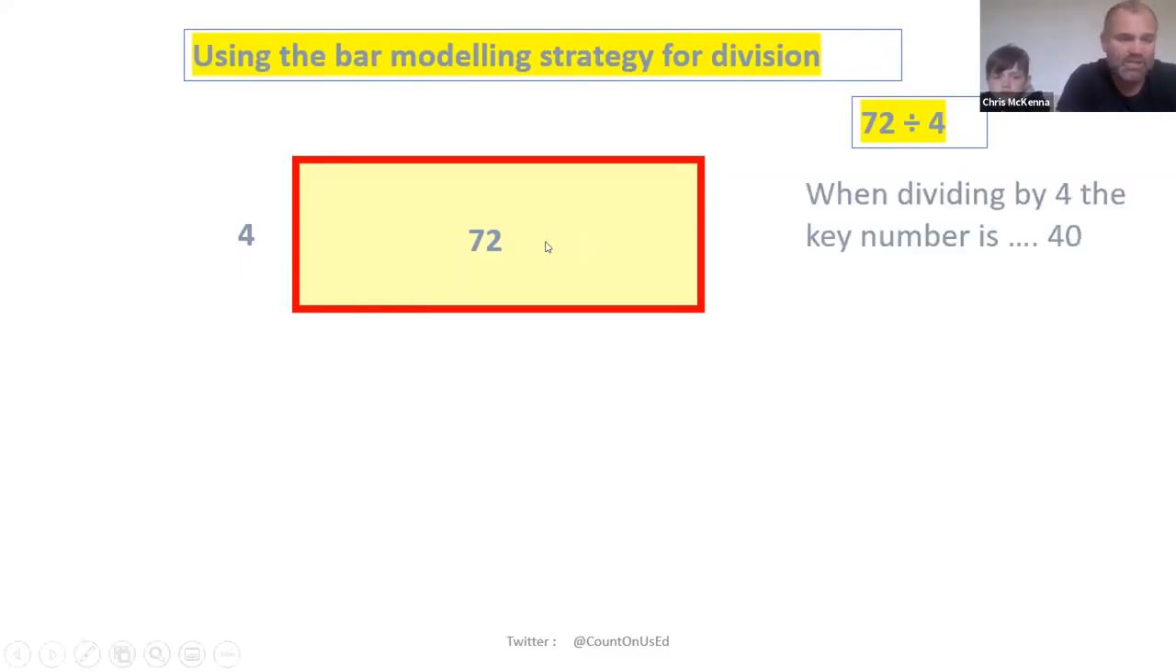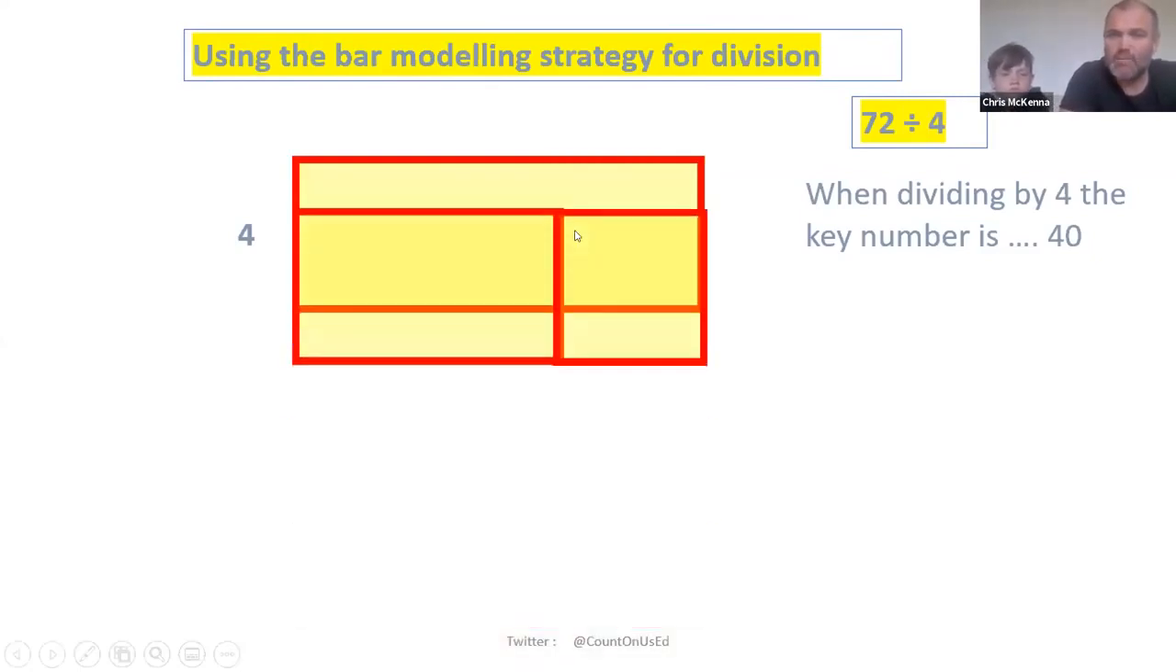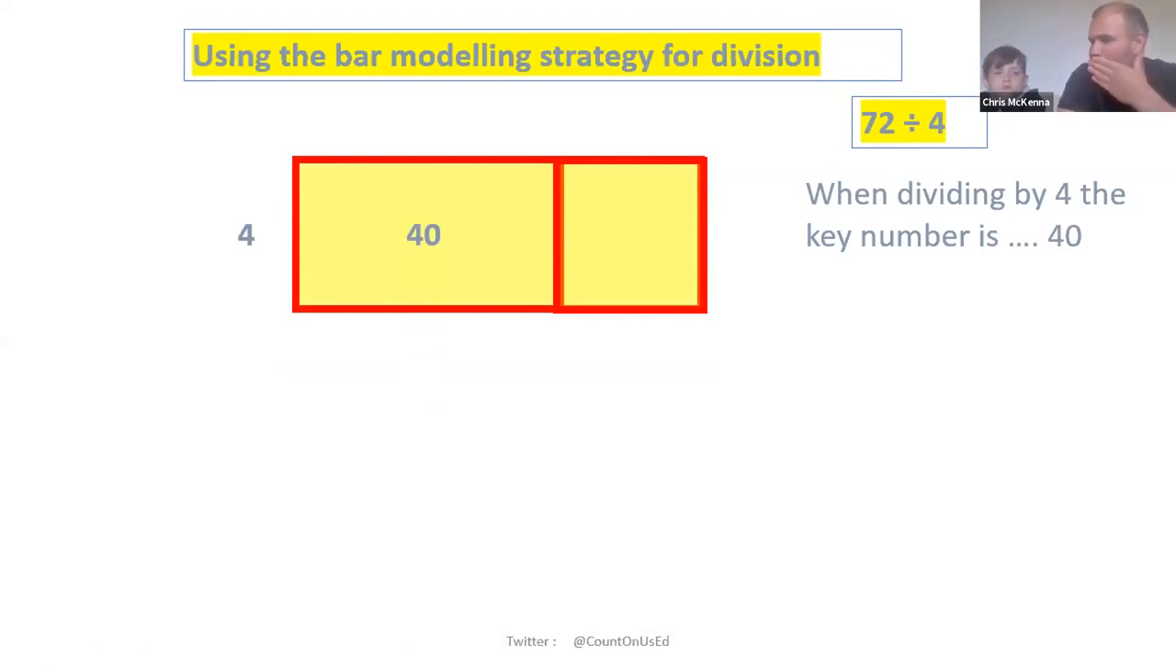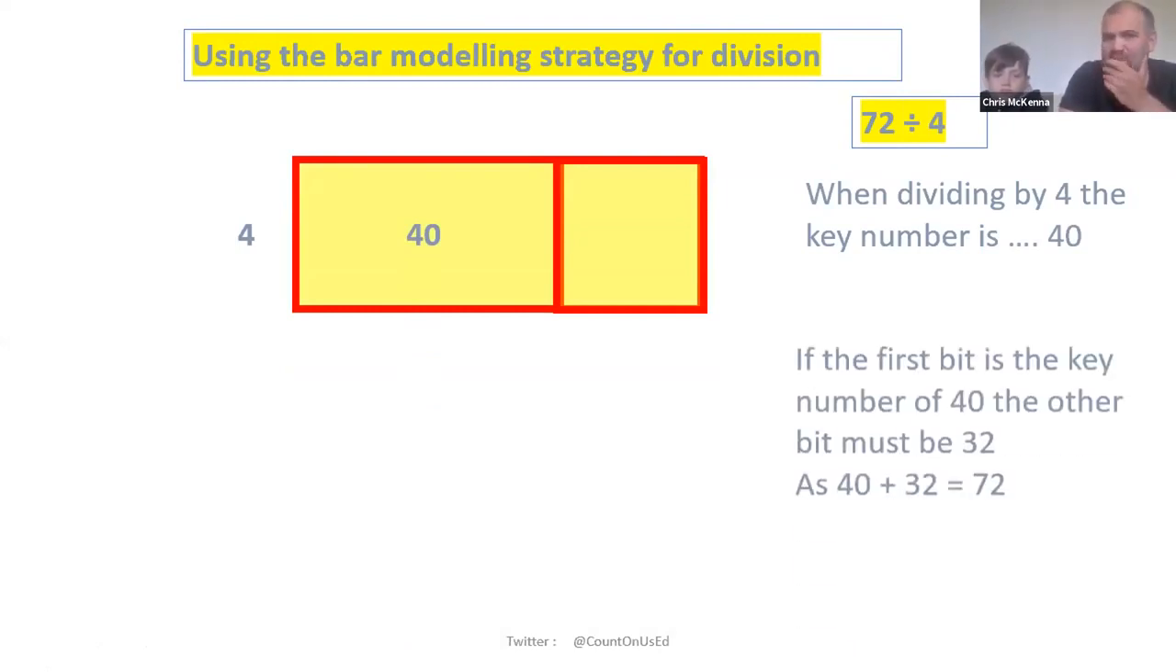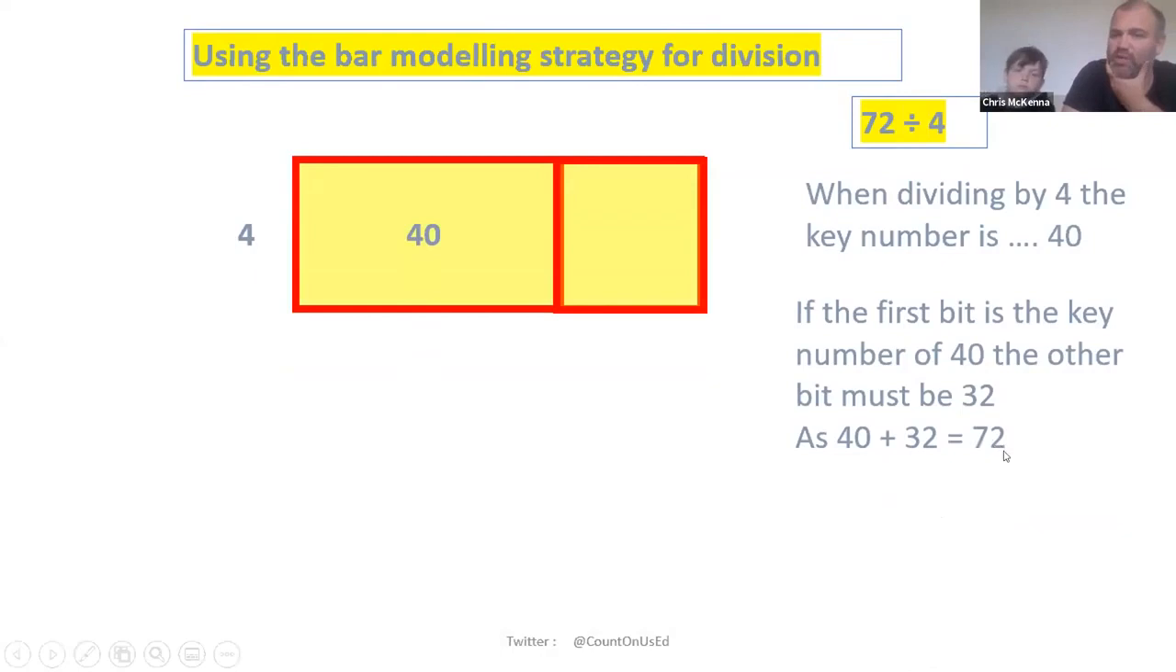So that means I'm going to split this bar up into 40. And what must the other bit be? Remember, it was 72 to start with, but I'm splitting up into 40. And what must the other bit be, Austin? 32. Good, the other bit must be 32 because it still needs to equal 72 altogether, and 40 plus 32 equals 72. And then what I'm going to say is, what is 40 divided by 4? How many 4s make 40? The answer is 10.